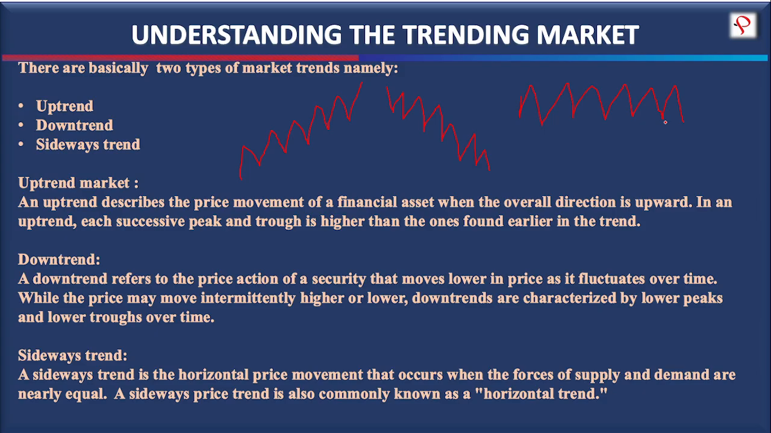All right, now let's talk about the uptrend market. An uptrend describes the price movement of a financial asset when the overall direction is upward. In an uptrend, each successive peak and trough is higher than the ones found earlier in the trend. So we have here, this is the resistance, this is the support. We buy from the low so that as price increases we make what? Profits. We buy from the lows. As price increases we make profits. So this is how to approach an uptrend market.